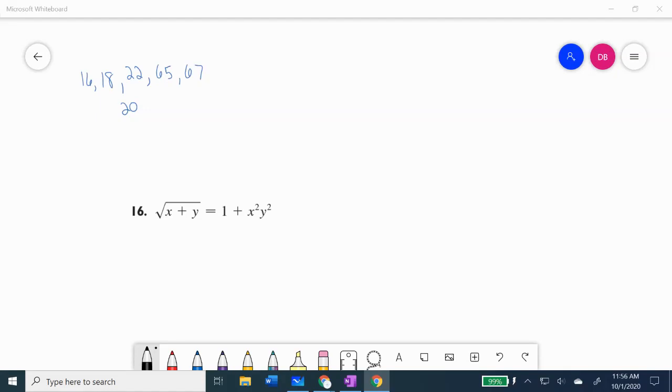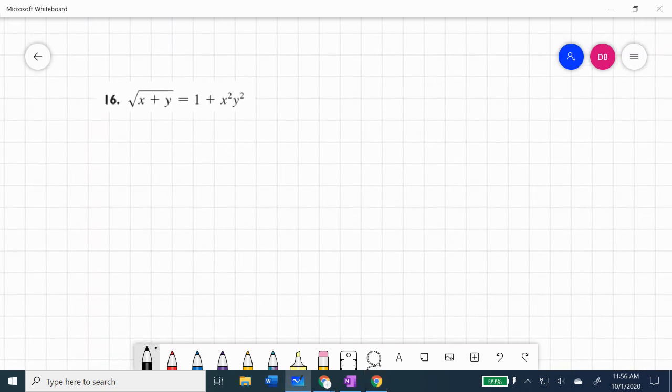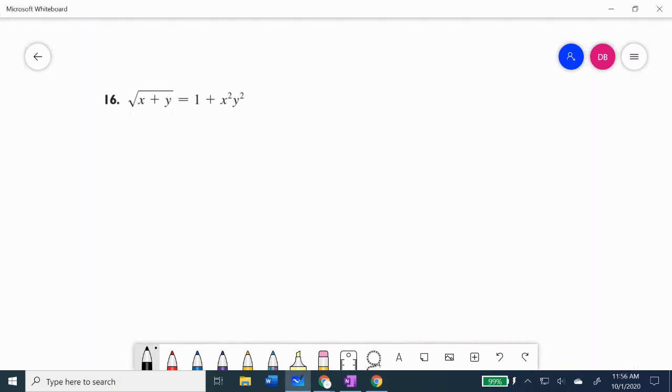I'm going to be covering homework 21 answers, and I'm going to go through 16, 18, 20, 22, 65, and 67 in that order. So, implicit differentiation.